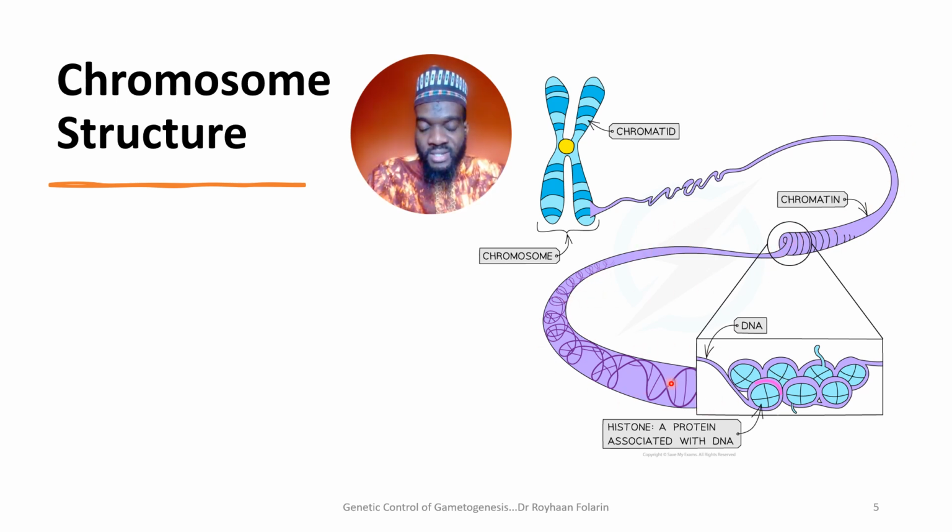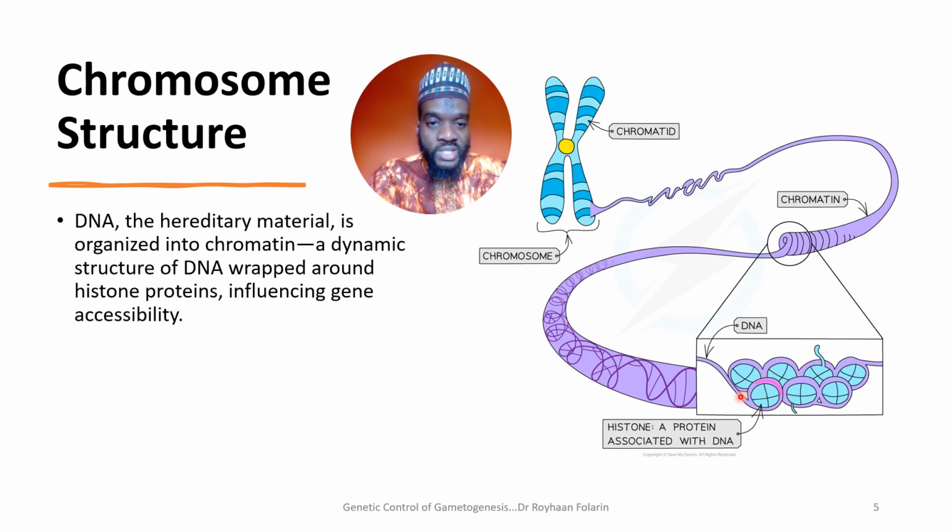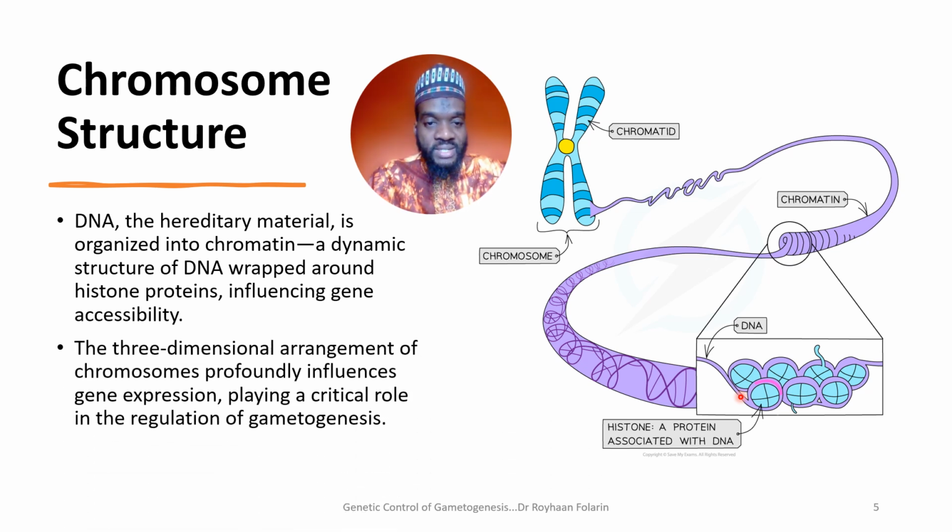And then this DNA double helix is wound around histone molecule. So here is histone, which is a protein that is associated with the DNA double helix. So the DNA is the hereditary material that is organized into chromatin, which is a dynamic structure of DNA that is wrapped around histone proteins that influences gene accessibility.